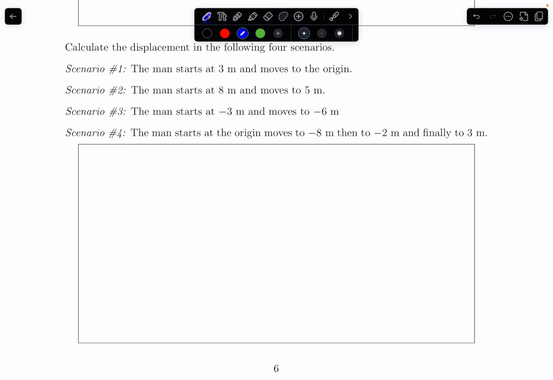Goes to -8. Goes to -2. And then goes to 3. Oh, so 5 meters. Sorry, Keen. So if it starts at the origin, what's my initial position? 0. And what's my final position? 3. So 3 minus 0, what's that?